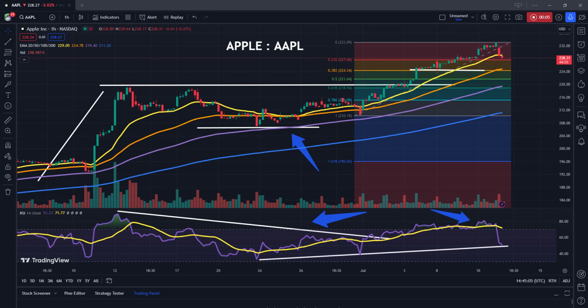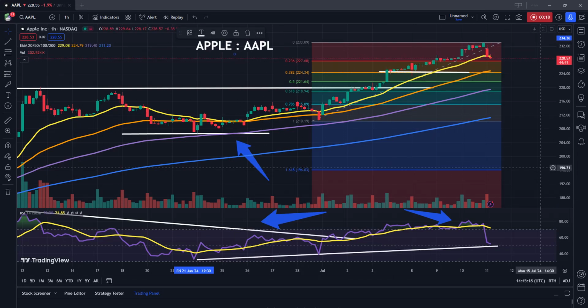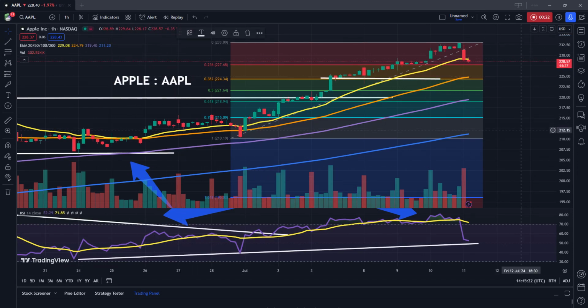Here we have the hourly price chart for Apple Incorporated, stock ticker AAPL. Here we can see that Apple is trading under some selling pressure to start the trading session. This is fairly common throughout the market at this point, especially in the tech space. We're seeing quite a few names trade under pressure at the moment.